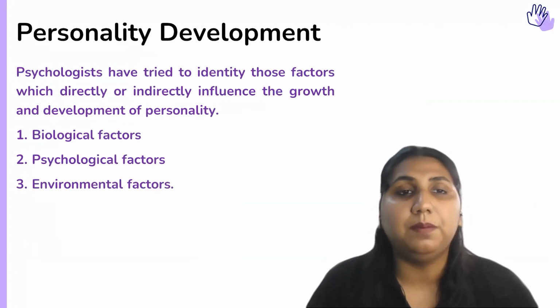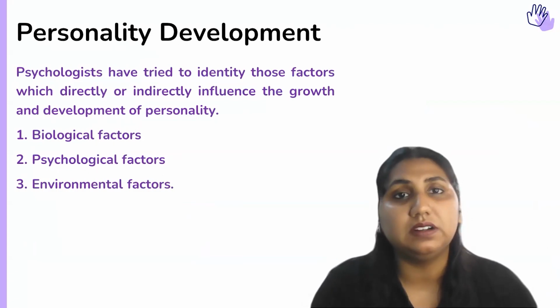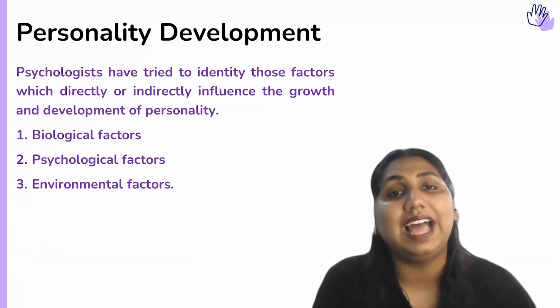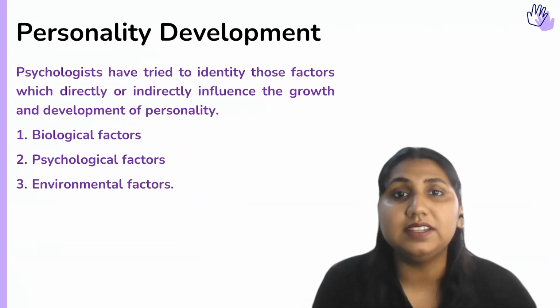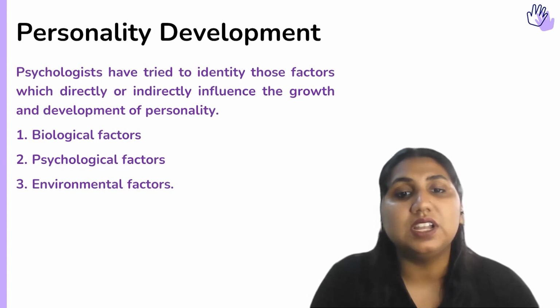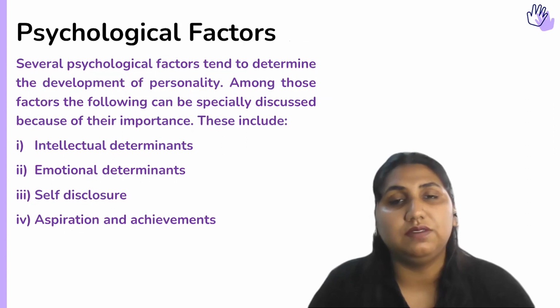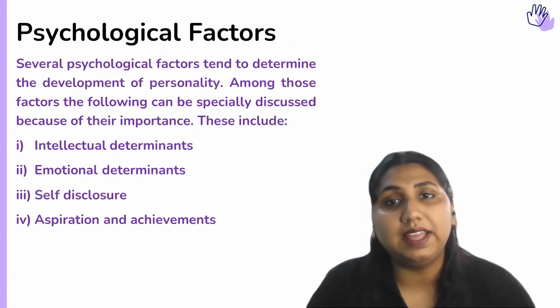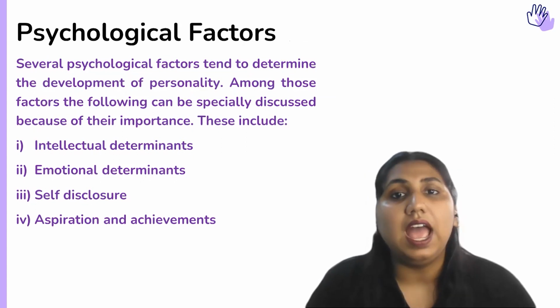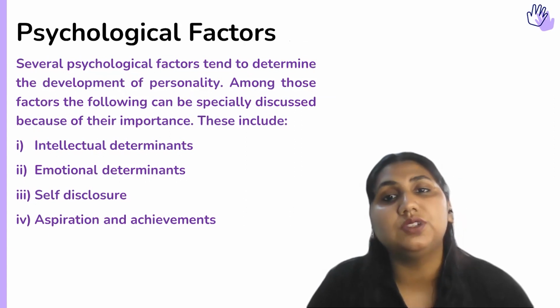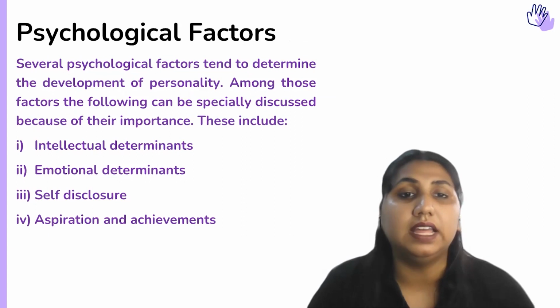So, when we talk about personality development, we learned that there are three factors, namely biological, psychological, and environmental, which help in the development of personality. So let's move ahead and learn the psychological factors now. There are several psychological factors which tend to determine the development of personality, and we can specify what these factors are. There are four factors which play a major role rather than others.